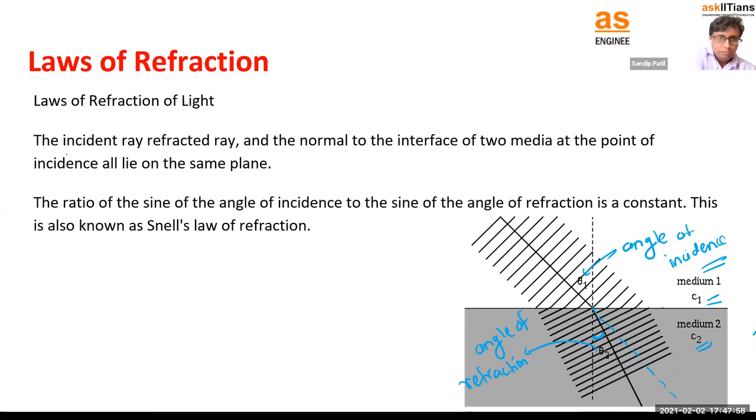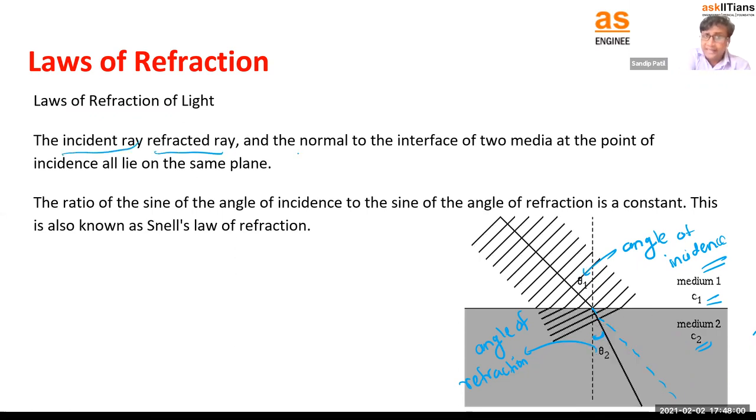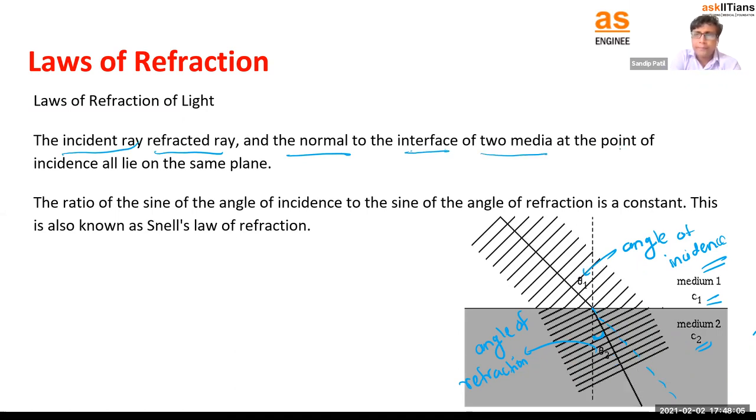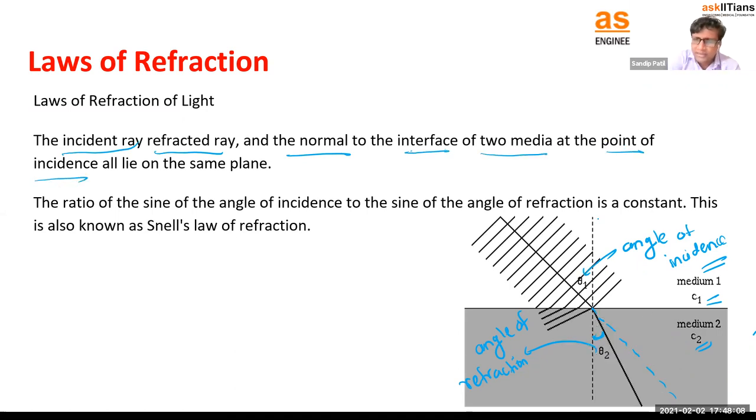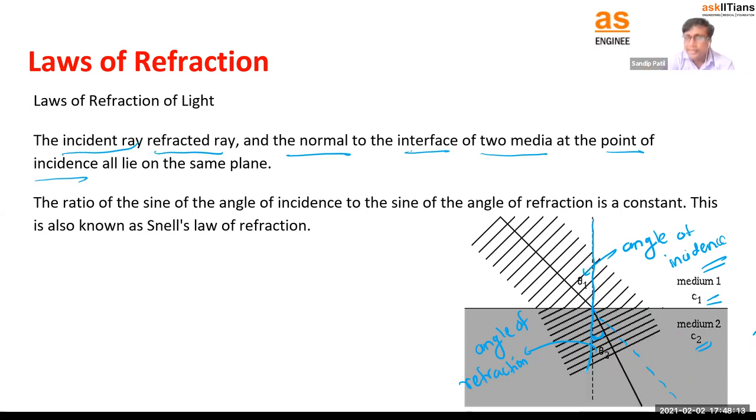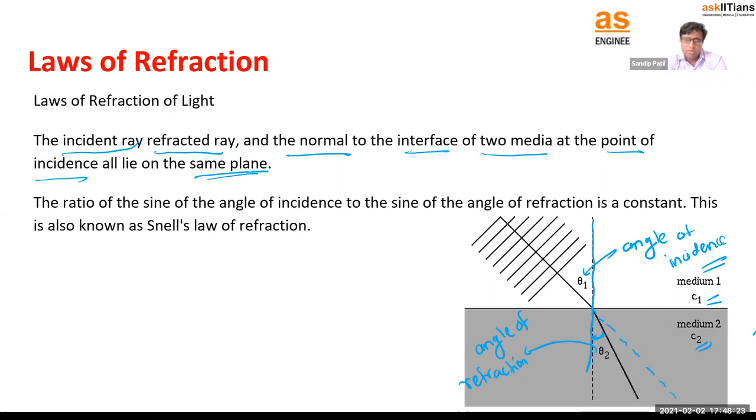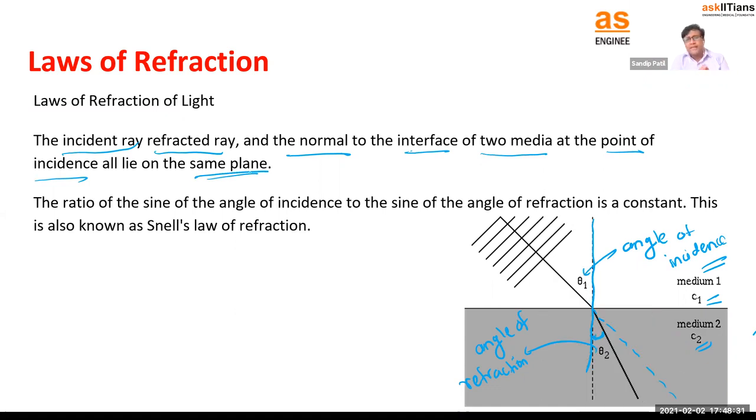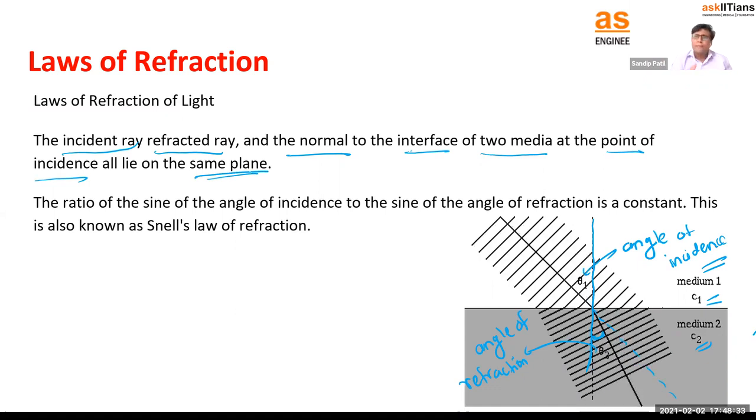So you can see here the incident ray, refracted ray, and normal. Normal to the interface of the two media at the point of incidence. So this is the normal we have to draw, where the ray is going inside the second medium. Those three friends lie in the same plane. So the first law is almost similar to the reflection law. We have just replaced the reflected ray by the refracted ray.